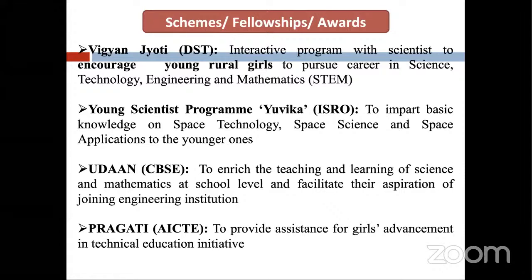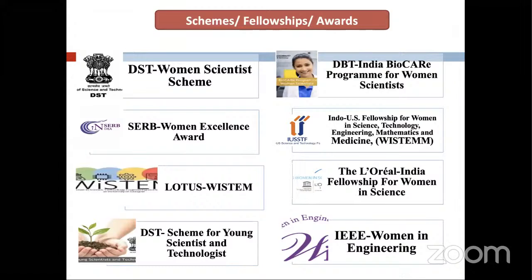Then these are some awards. Vigyan Jyoti, where an interactive program takes place with scientists and young rural girls to pursue careers in science, technology, engineering, and math. Young scientist program Yuvika, this is for ISRO, for those who want information or an award on space technology. Udan, this is a CBSE program. Pragati, this is the AICTE program for girls.